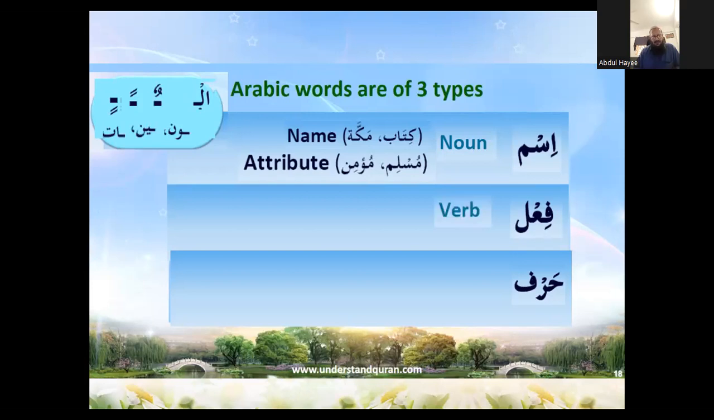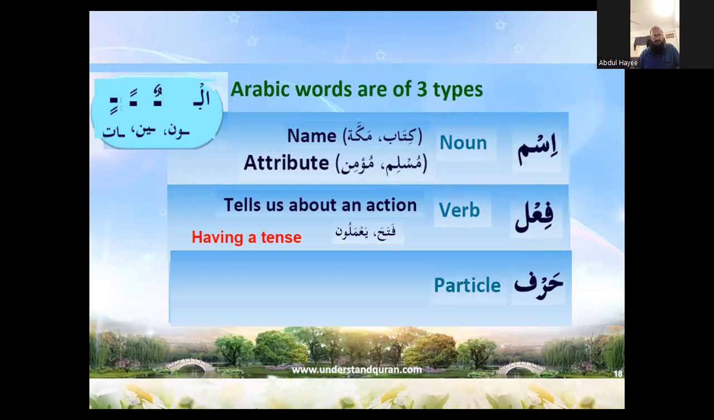What is fail? Fail is actually a verb. It tells us about an action, and it must have a tense, just like fataha, he opened, or yamaluna, they do or they will do. Harf is that word which is neither ism nor fail. It joins the nouns and the verbs, like bi, li, min, fi, inna.